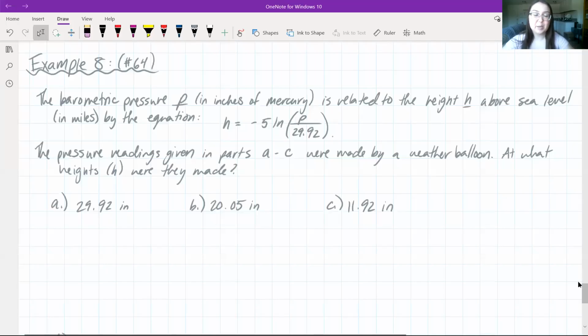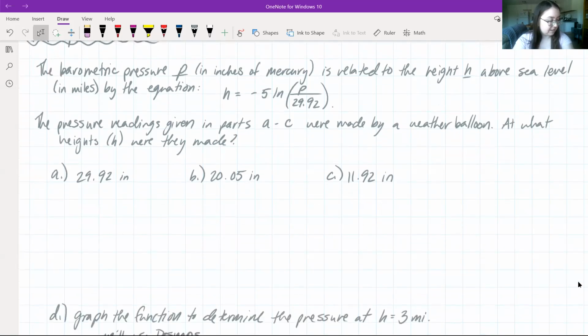All right, for our last example here, we have example 8, which is also number 64 in your book. We have the barometric pressure, which is P, in inches of mercury. It's related to the height h above sea level in miles by the equation h is equal to -5 times the natural log of P divided by 29.92. The pressure readings given in parts A through C were made by a weather balloon, and we want to know at what heights they were made. So we're trying to find h in this case, and for A through C, we're given our pressures.